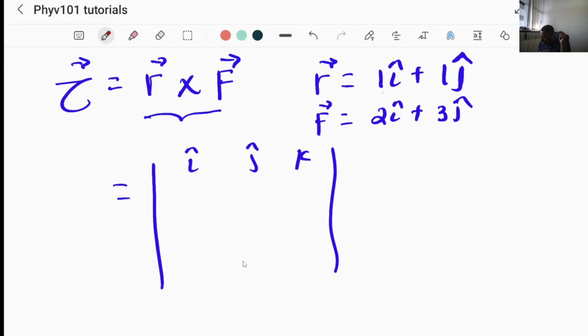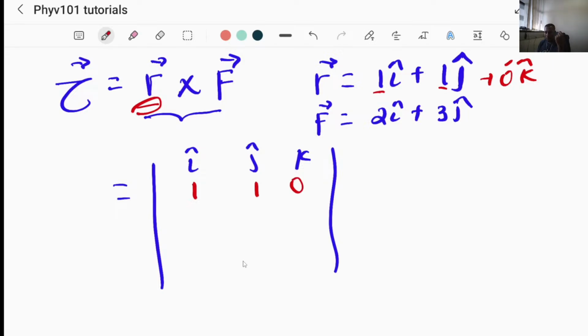What is the x component of the radius? You must put the radius first. What's the x component? 1. What's the y component? 1. What is the z component? 0 along k. It doesn't have any z component. Therefore, I'm going to put 1 there, 1 there, 0 here.